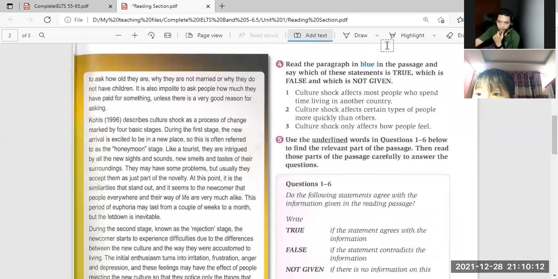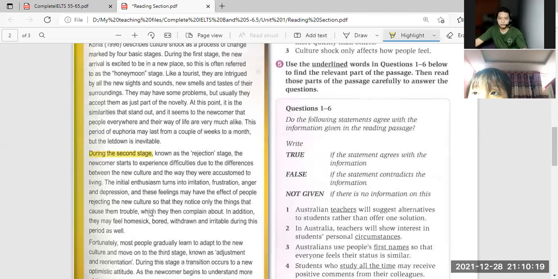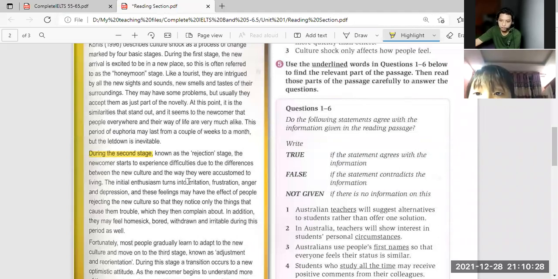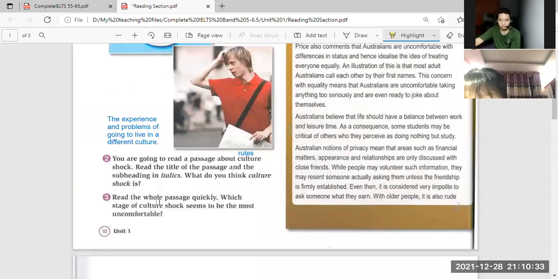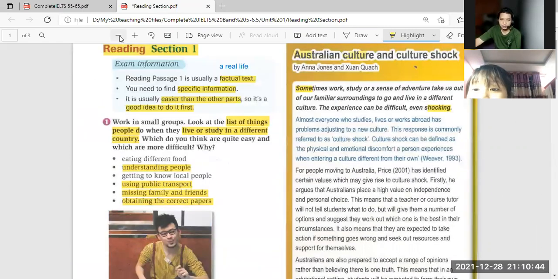Yes. Okay, very good. So it is the second because during the second stage, known as the rejection stage, the newcomer starts to experience difficulties due to the differences between the new culture and the way they were accustomed to living. Very good. So the stage of culture shock that seems to be the most uncomfortable is the second stage. Perfectly.